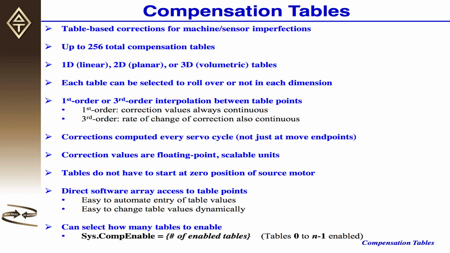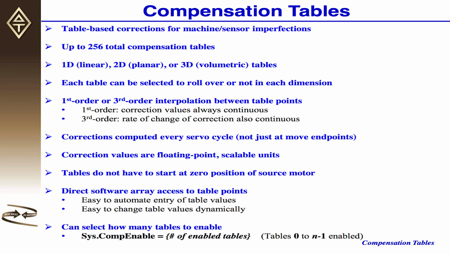All right, we'll talk a little bit about compensation tables in Power PMAC. Power PMAC has table-based corrections for machine or sensor imperfections, for example, lead screw compensation. Power PMAC can have up to 256 total compensation tables loaded at any time.